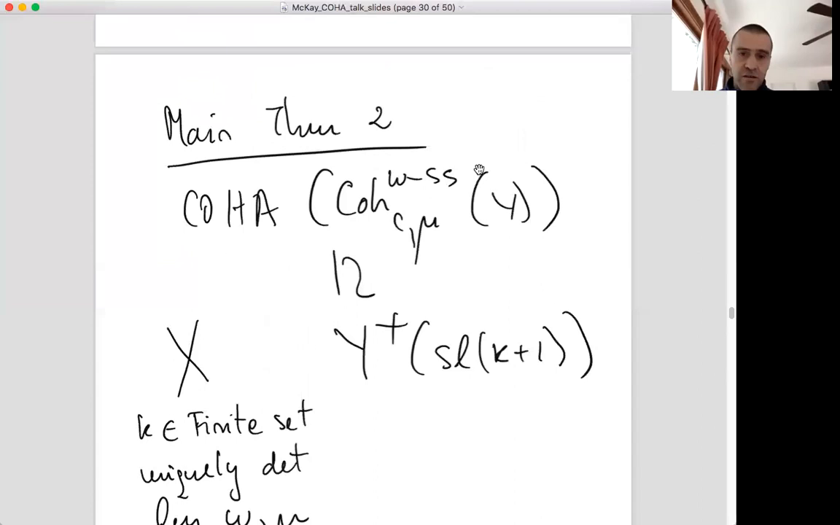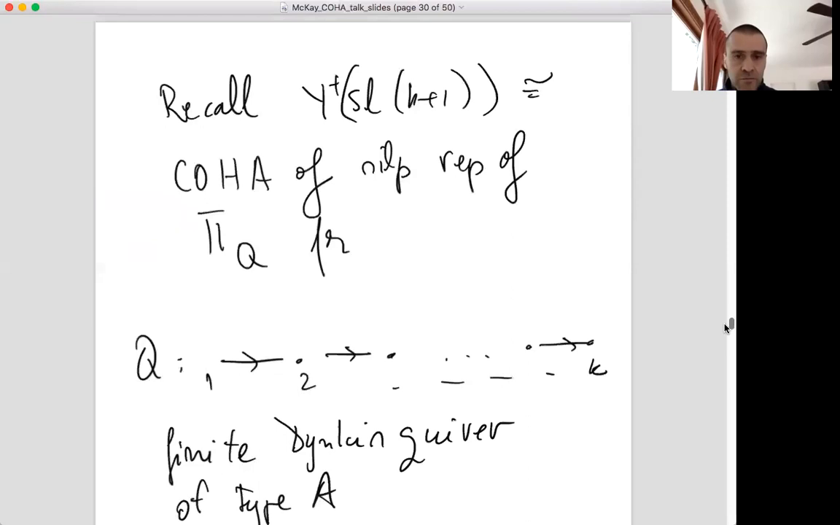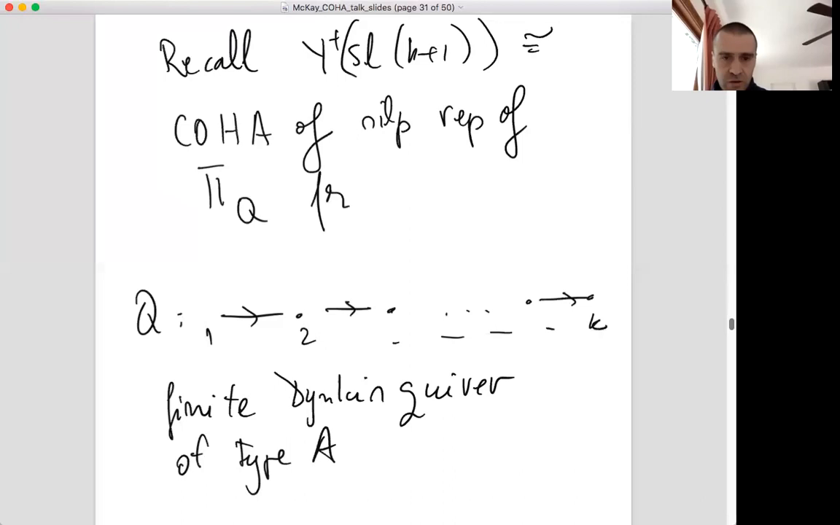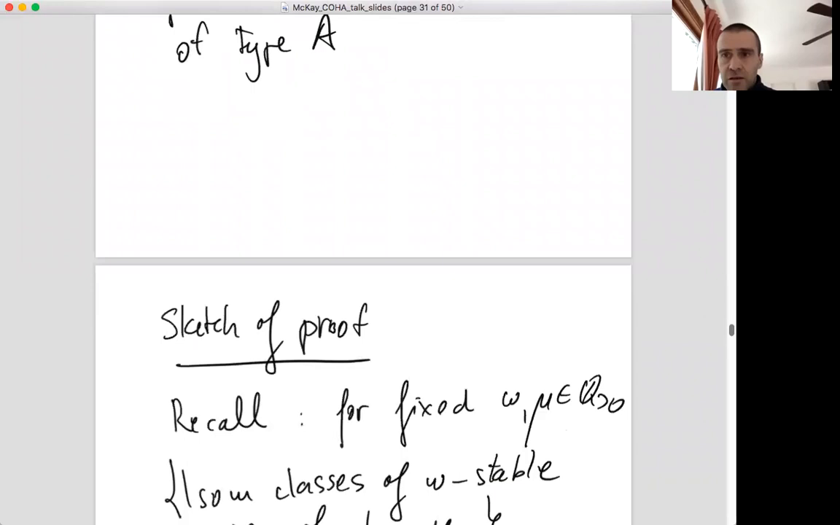Okay, so for me, as I said, I'm not going to go into the details of the actual writing, the explicit presentation of the Yangian. That will not come up in this talk. But that's where it's coming from. Okay, so let me just try to sketch the proof.